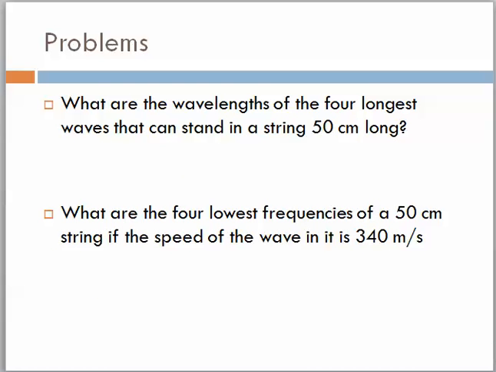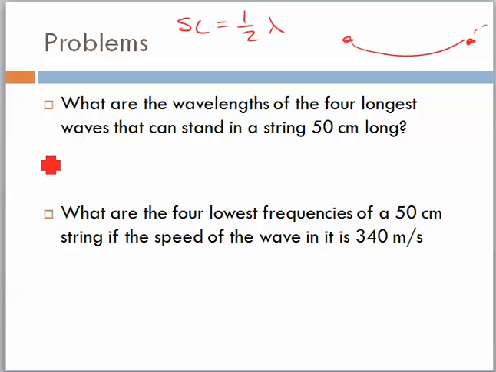Okay, this is a little bit of review from the previous day, but it says, what are the wavelengths of the 4 longest waves that can stand in a string 50 centimeters long? Well, if you remember, our first one was the string length, and I'm just going to say string length equals 1/2 of lambda. And that is because a stringed instrument has nodes at both ends because you pluck it and it vibrates up and down. Well, that would be half of the entire wavelength.